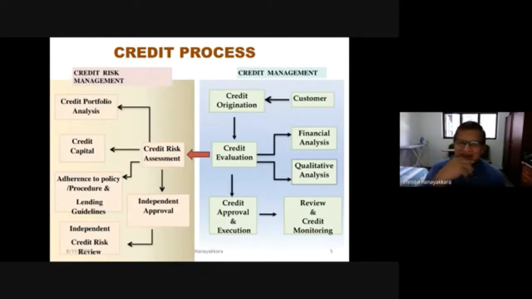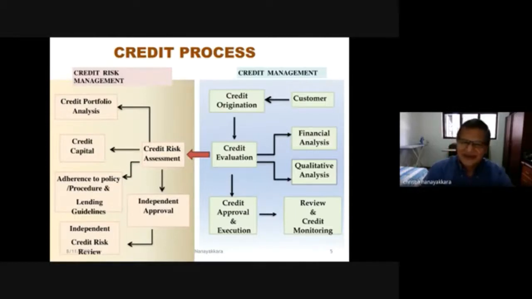So there are 2 parts in our process. The first part is what we call credit management. Now, if you are in the business unit, if you are working for the credit department, to grant facilities, evaluate customers and provide credit facilities, that is your credit management business unit.